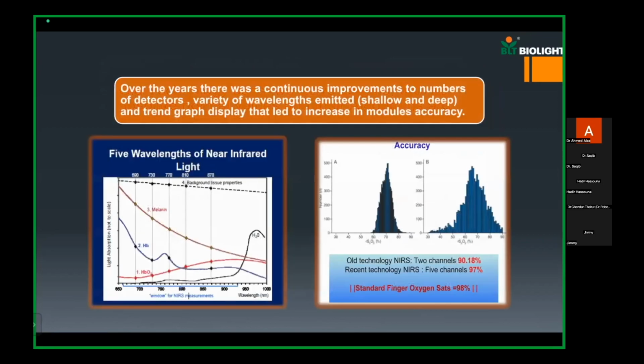Over the years, there was continuous improvement in the number of detectors, the variety of wavelengths emitted, shallow and deep, as we mentioned before, and the trend graph display, which led to increased module accuracy. In the right picture, the old technology of near-infrared spectroscopy used only two channels with an accuracy of around 90%. Recent technology of near-infrared spectroscopy uses 5 channels, and their accuracy is raised to about 97%.